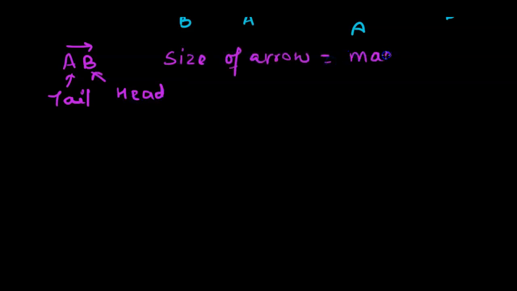So always remember, when a vector is represented with two alphabets and an arrow on top of it, the first one is going to form the tail of the vector and the second is going to form the head of the vector. And the size of the arrow is going to be equal to the magnitude of the vector.